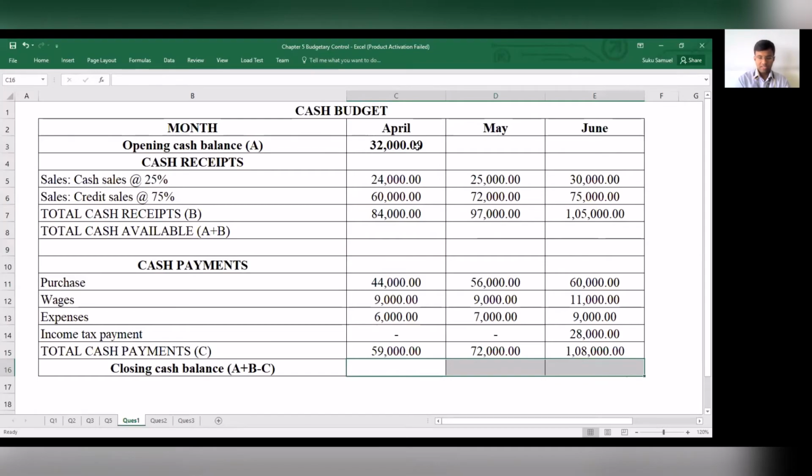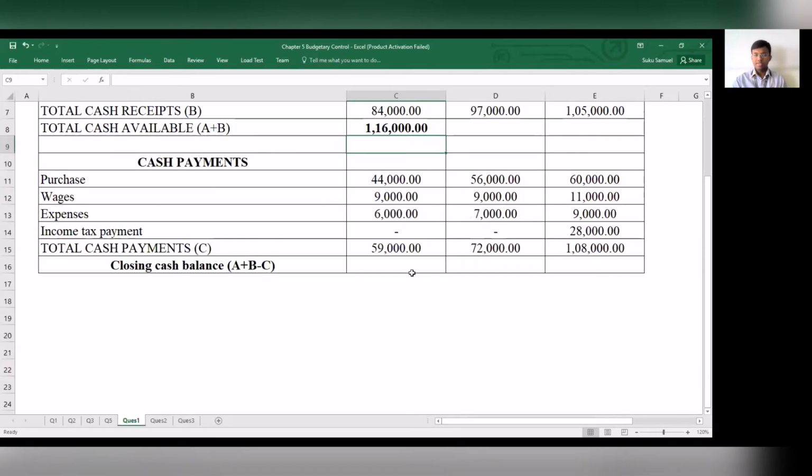Now we have to calculate the total cash available. How do we calculate total cash available? It is A plus B. What is A? A is your opening cash balance. What is B? B is your total cash receipts. If you do this, you will get your total cash available. So that will be 32,000 plus 84,000, which works out to be 1,16,000.